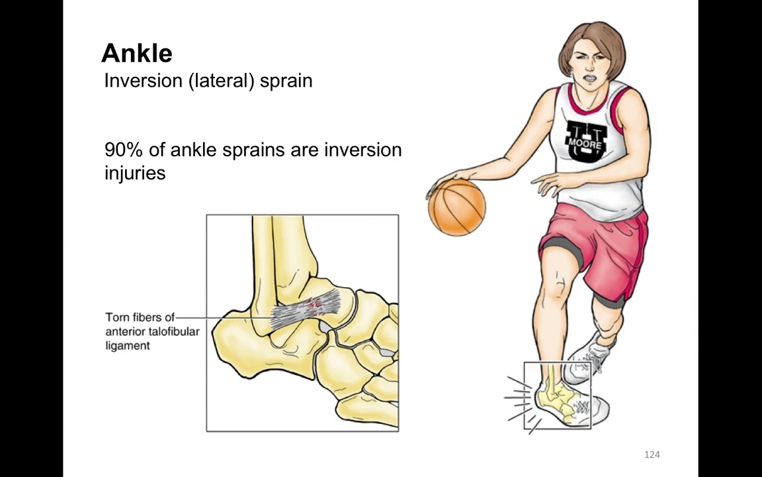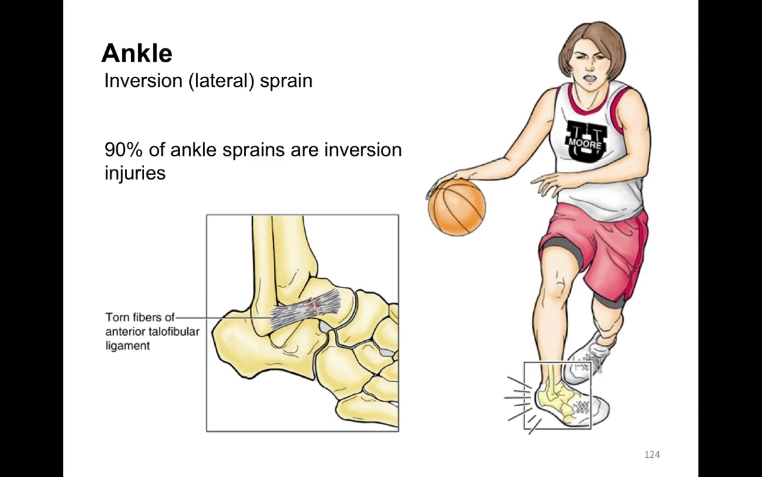And so due to the fact that they are much weaker, they are the most compromised ligaments of the ankle. 90% of ankle sprains are inversion injuries. So it's very rare to have that eversion ankle sprain, very common to have that inversion ankle sprain.